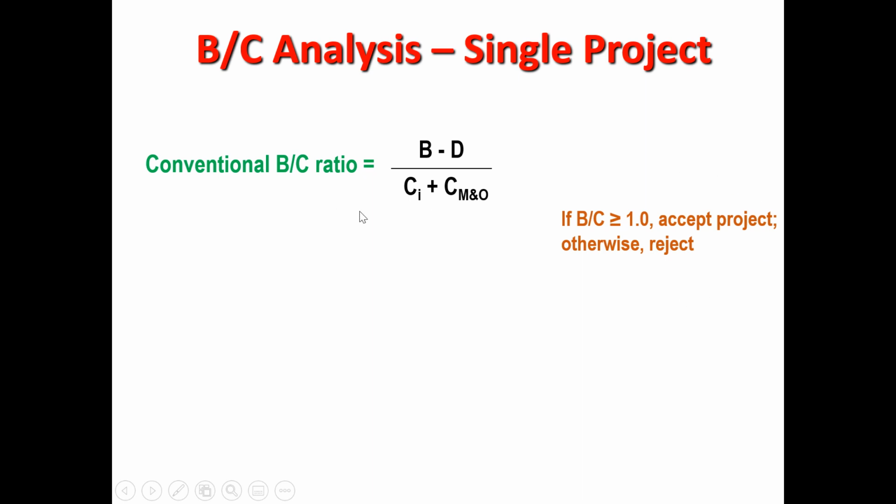So this is the conventional B/C formula. This is modified, the difference being just that we move the maintenance and operations costs up to the numerator in the modified. The criteria is the same.